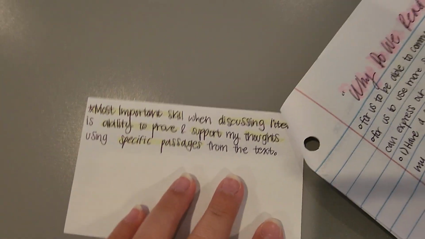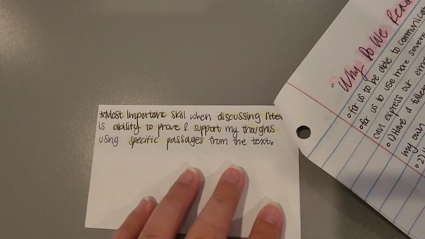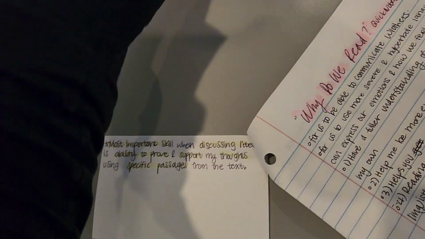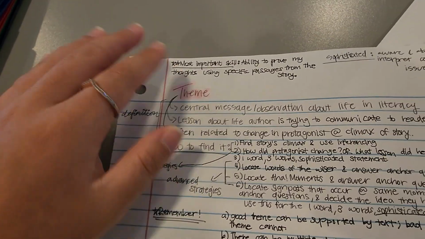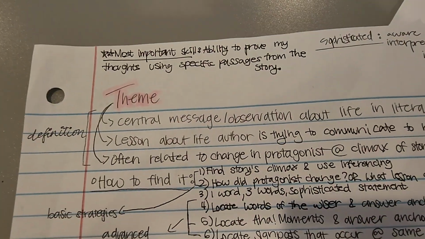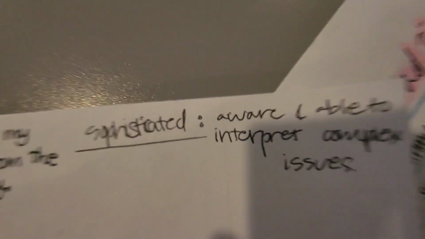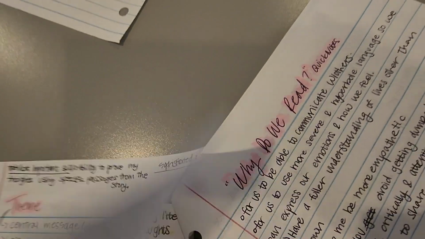The most important skill when discussing literacy is the ability to prove and support my thoughts using specific passages from the text. In theme, I forgot to emphasize that the most important skill is the ability to prove my thoughts using specific passages from the story. If sophisticated, one is aware and able to interpret complex issues.